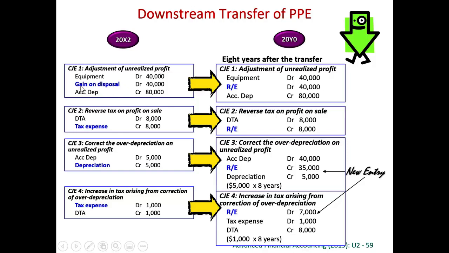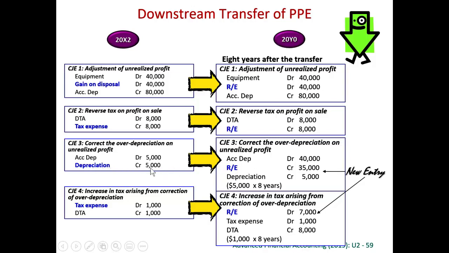For the first one, 8 years before, it was a gain on disposal. Now we debit retained earnings. 8 years before, it was a tax expense. Now we credit retained earnings. 8 years before, it was a depreciation. Now we credit retained earnings.